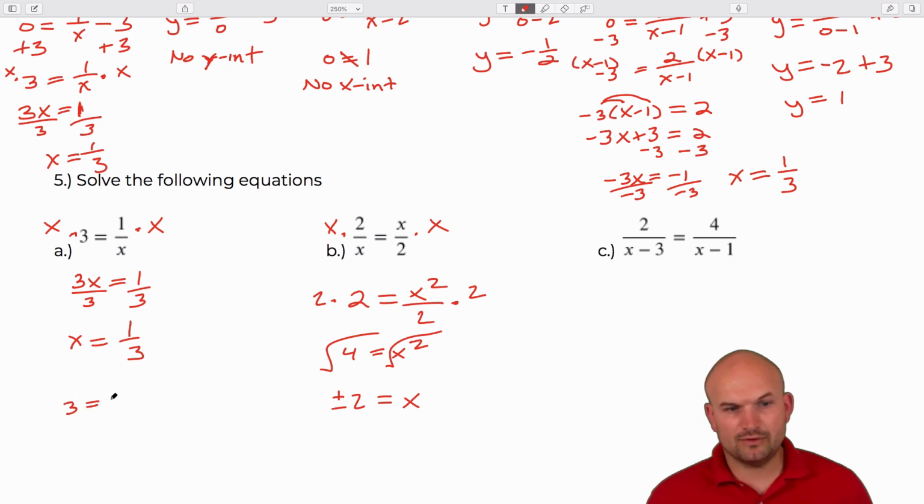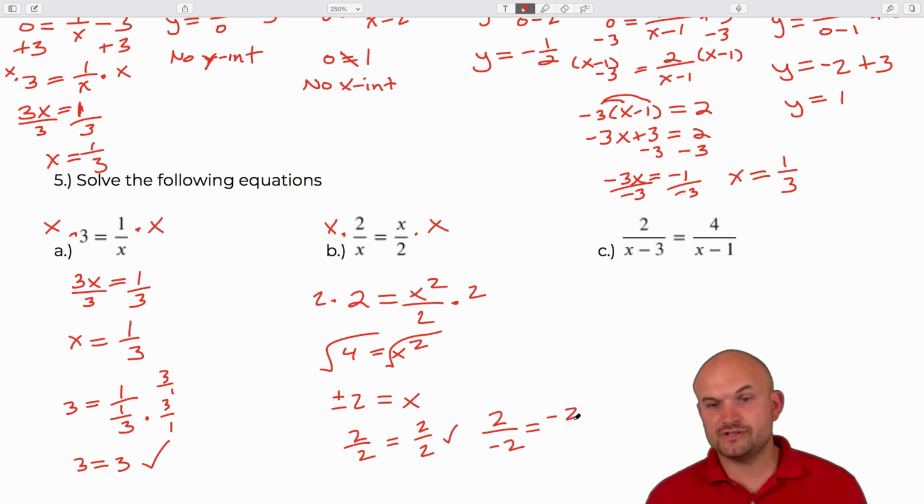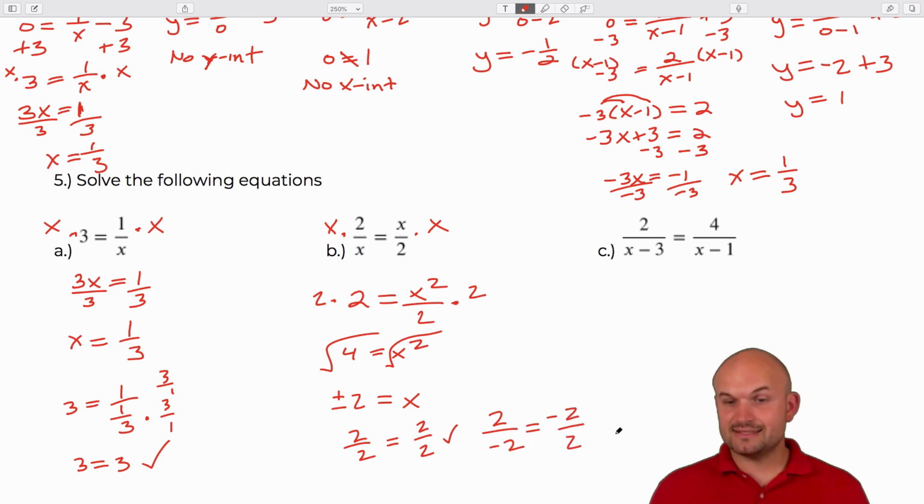Is 3 equal to 1 over 1/3? Well, remember, if you were to simplify that, you'd multiply by the reciprocal. That goes to 1, and 3 over 1 over 3 is 3, which is equal to 3. Check. Here, is 2 over 2 equal to 2 over 2? Yep. What about 2 over negative 2 equal to negative 2 over 2? And yes, that one works as well.